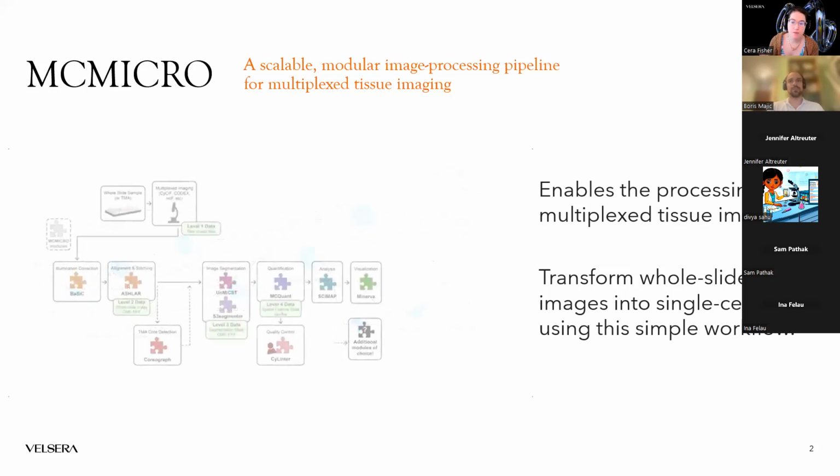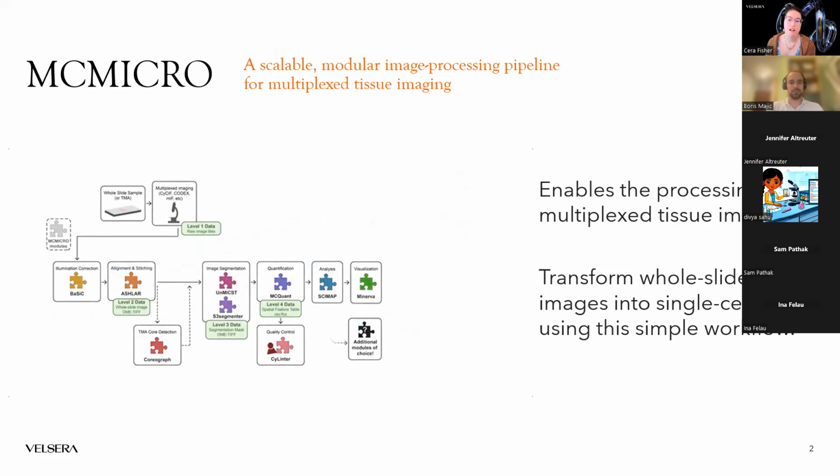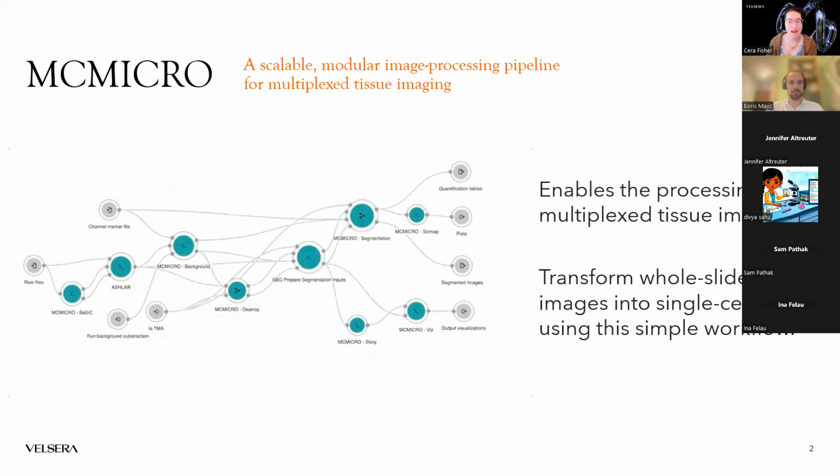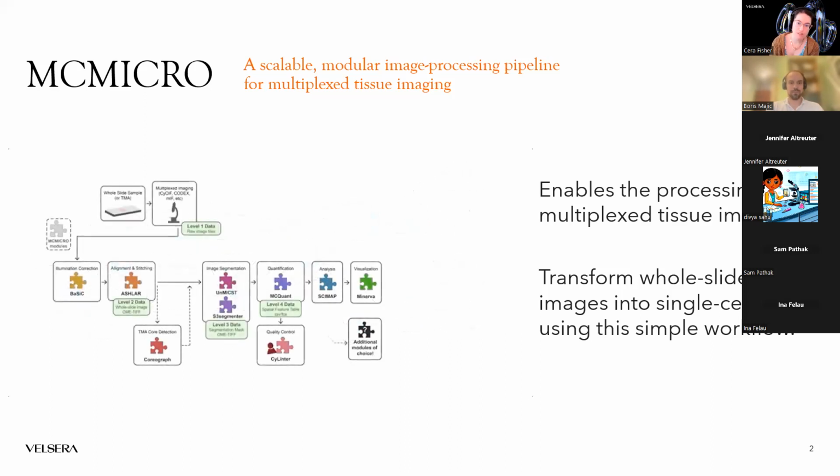So MCMICRO is an automated pipeline for processing these images, and the CWL version was developed in collaboration with HTAN, the Human Tumor Atlas Network community. So this really strengthens our collaboration with this dedicated group of researchers.